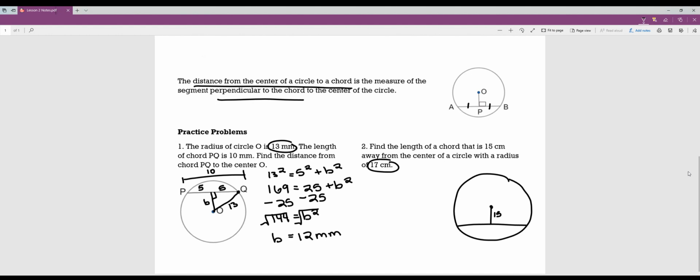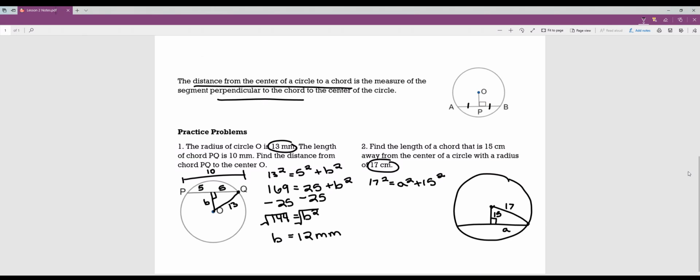Now remember, this distance from the chord is perpendicular, so that's my right angle. And if I draw a segment from my center to the edge where it touches the chord, that is my radius length. So that is going to be 17. So I now have 2 sides of my right triangle, and I can use Pythagorean theorem to find this missing one. Let's call it A. So 17 is my hypotenuse because it's across from the right angle. So 17 squared is equal to A squared plus 15 squared.